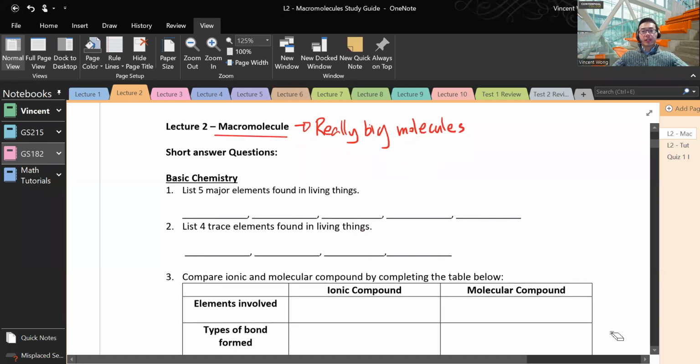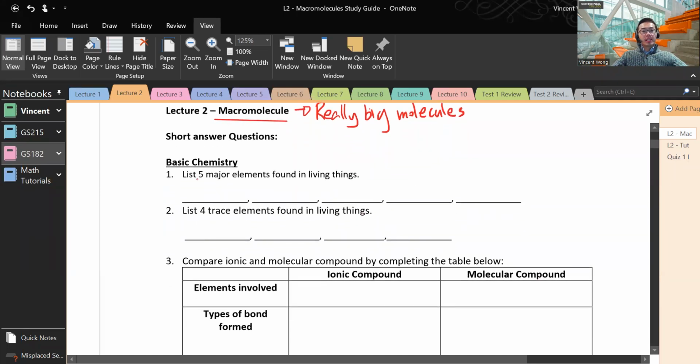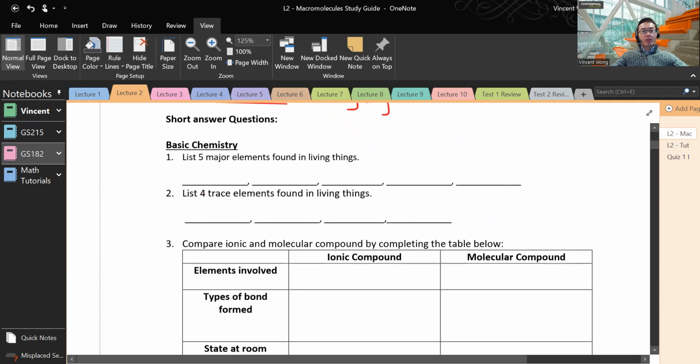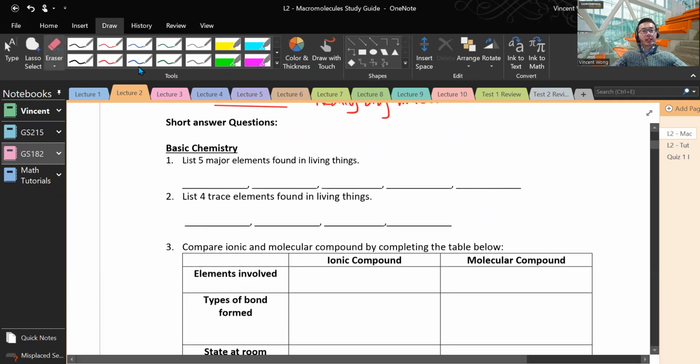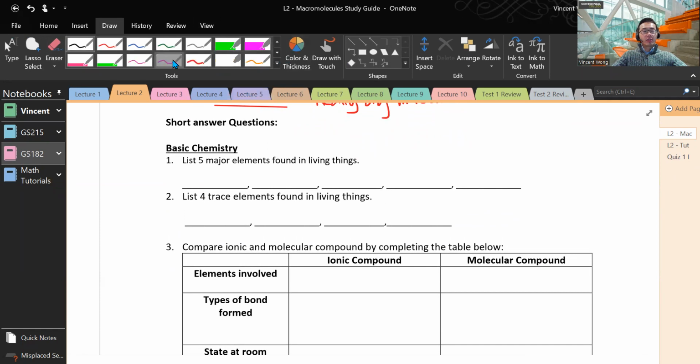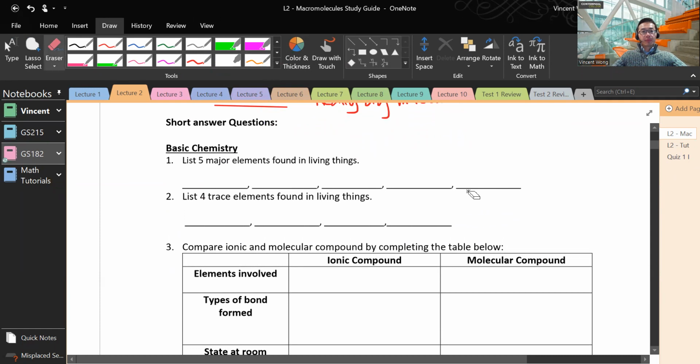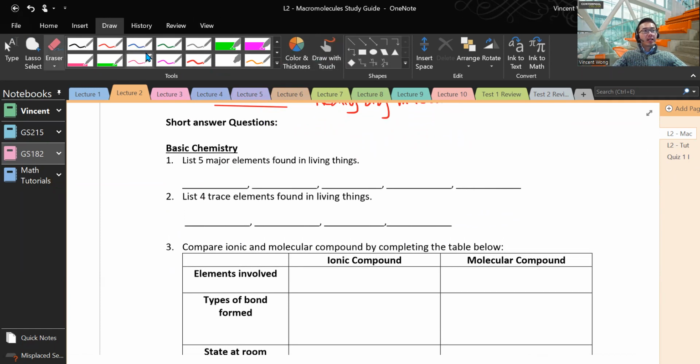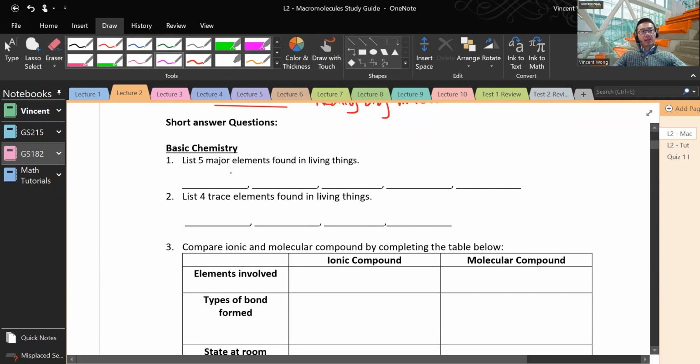So first question here, some basic chemistry. List 5 major elements that are found in living things. If you know what they are, you can just type some out in the chat box, please. Most living things are made up of these 5 key elements. So what are they?